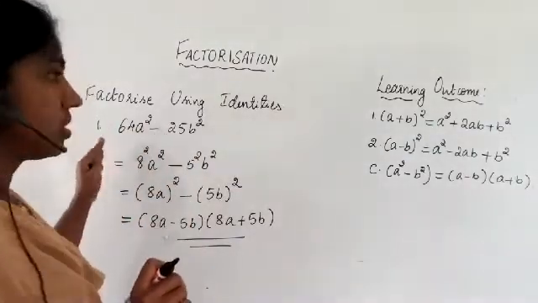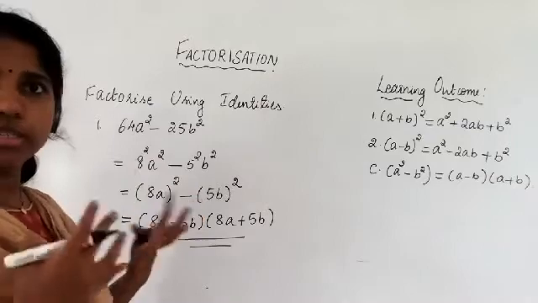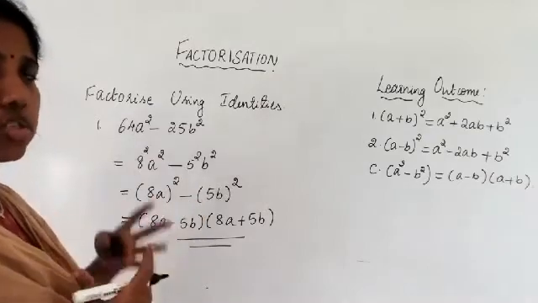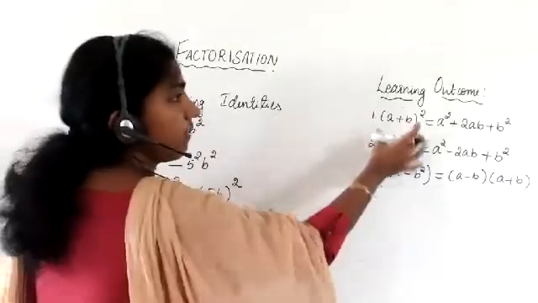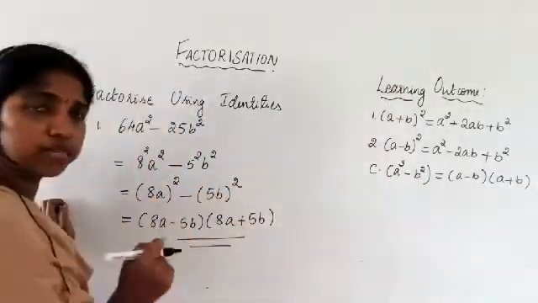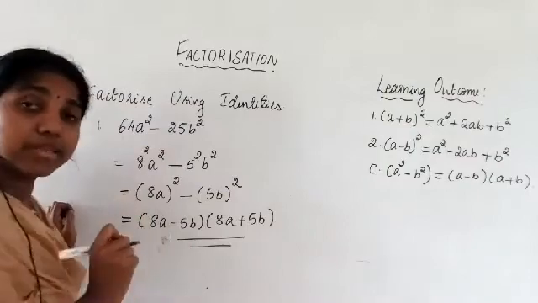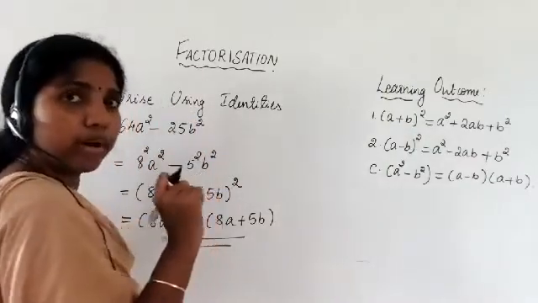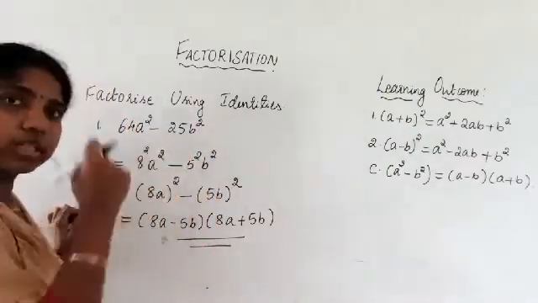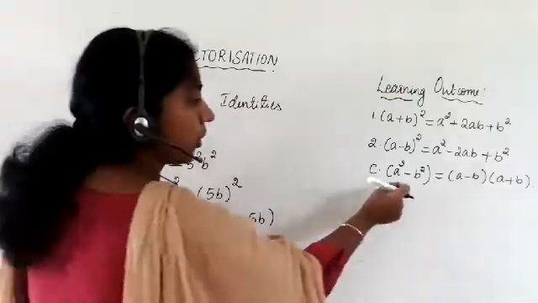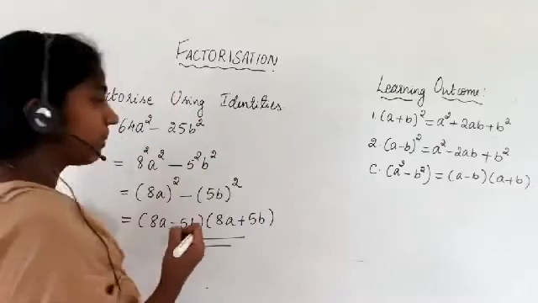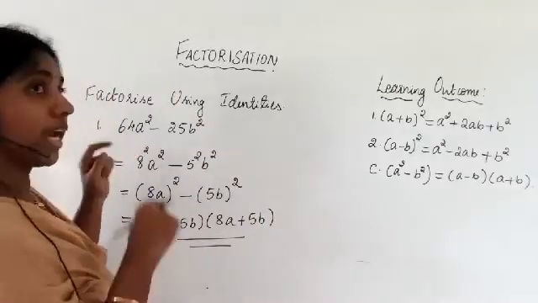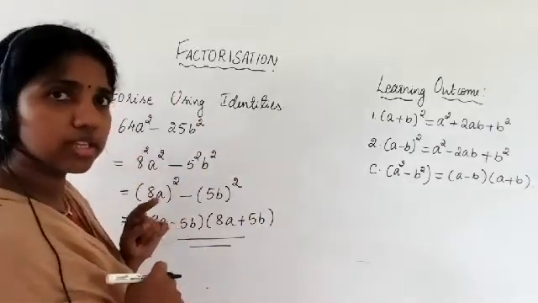In the beginning we didn't know which identity we were supposed to use. Since we had only 2 terms, we could have gone for any of these, but we saw that those 2 terms are not the whole to the power 2. The power 2 is on the individual terms. So we had to go for the third identity. But we couldn't apply it directly. Why? Because (64a) the whole square is not given. It is 64a square that is given.